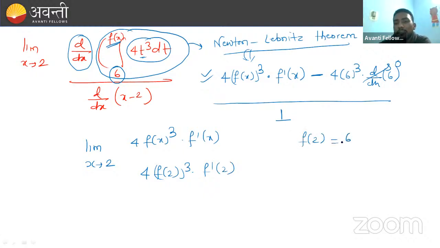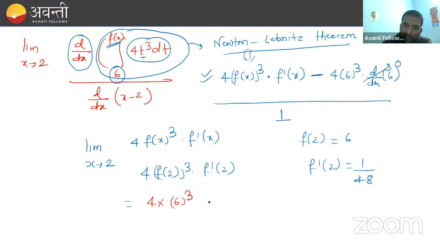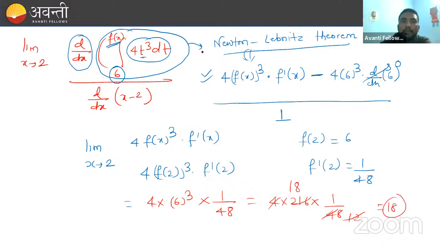And you already have the values, right? f of 2 is given, that is 6, and f dash 2 is given as 1 by 48. So you just have to put all the values there and you will get the answer. Like 4 into 6 cube into f dash 2, which is 1 by 48. So 4 into 216 into 1 by 48, this is 12. After cancelling, what you will get is 18. Okay, so what will be the answer? The answer will be 18. Is it clear, guys? You just have to know what the Newton-Leibniz theorem is. If you know, then it is very easy to solve.